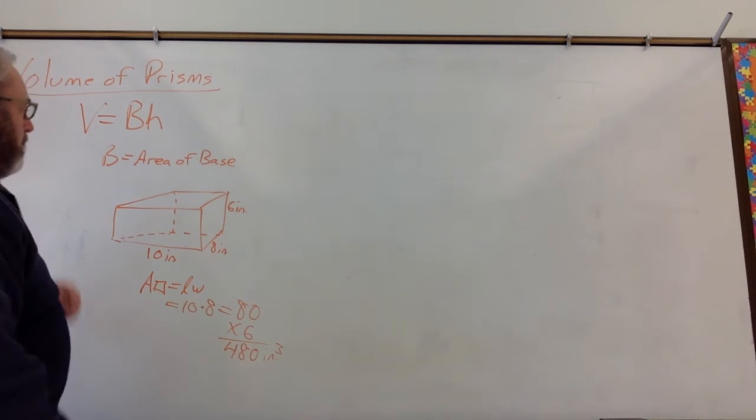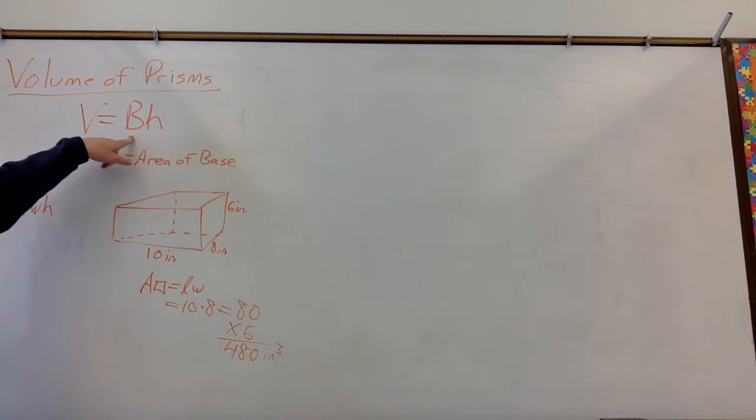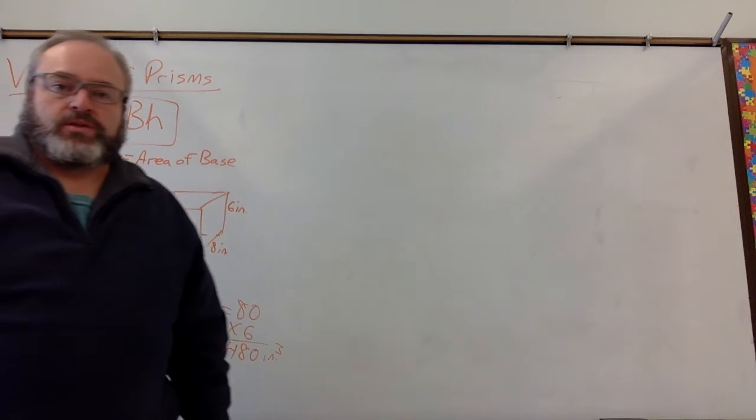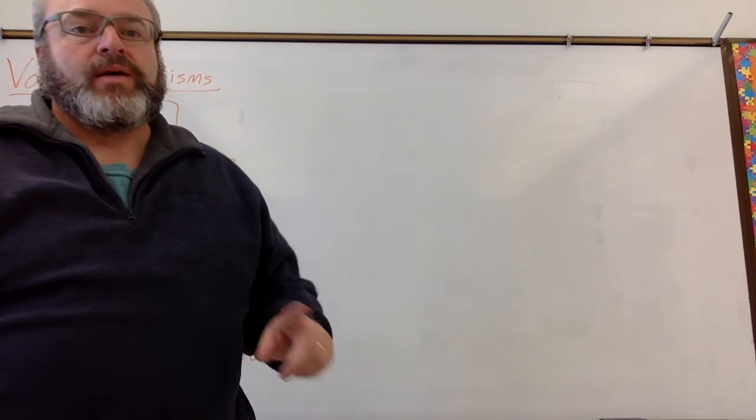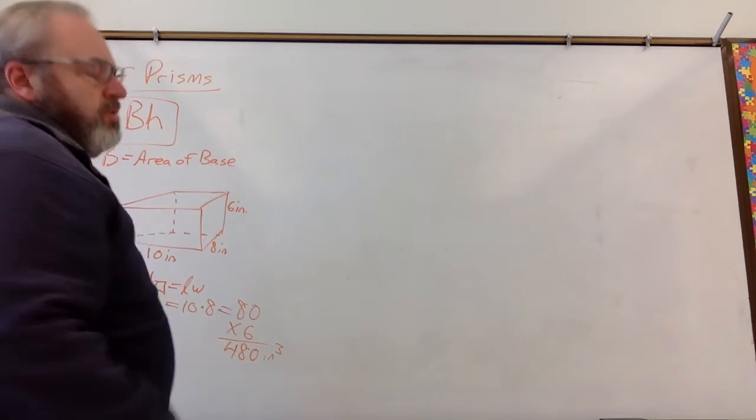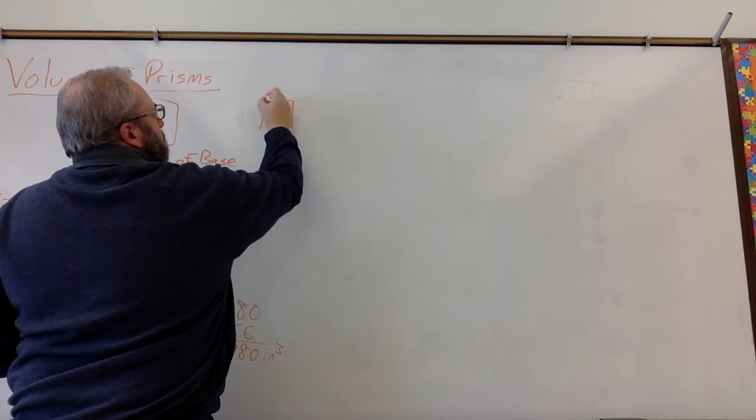Okay. Now, if it's a rectangular prism, you can just say it's length times width times height, because the length times width is the area of the base. But this actually works for any sort of prism. And we can apply that to other types of prisms as well, which we'll do in a minute. But first, let's look at a second rectangular prism.